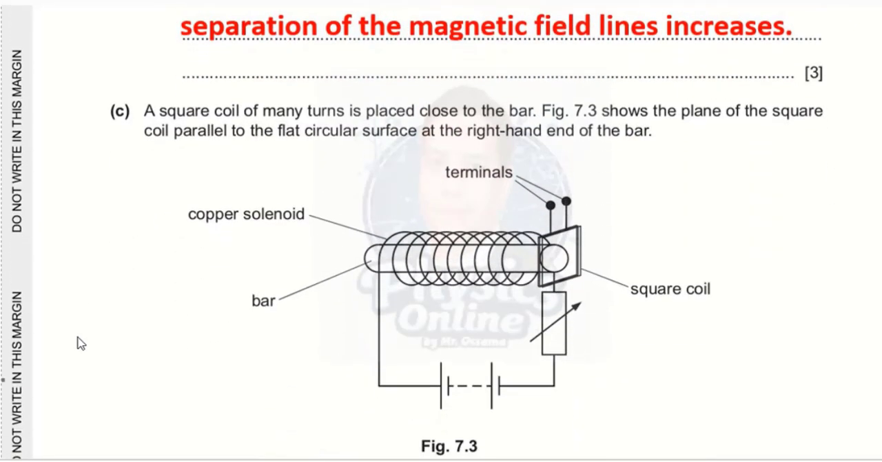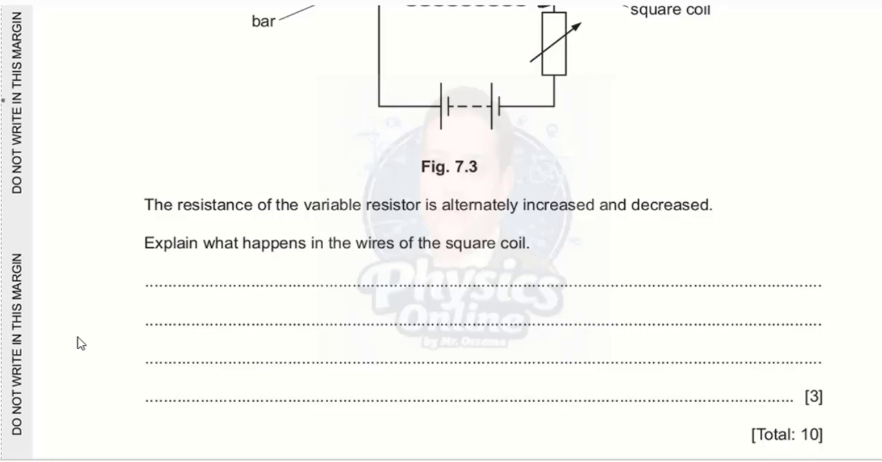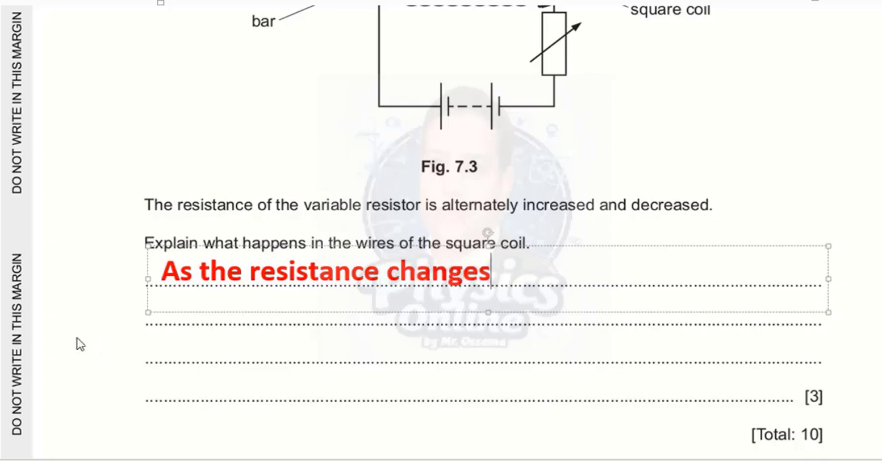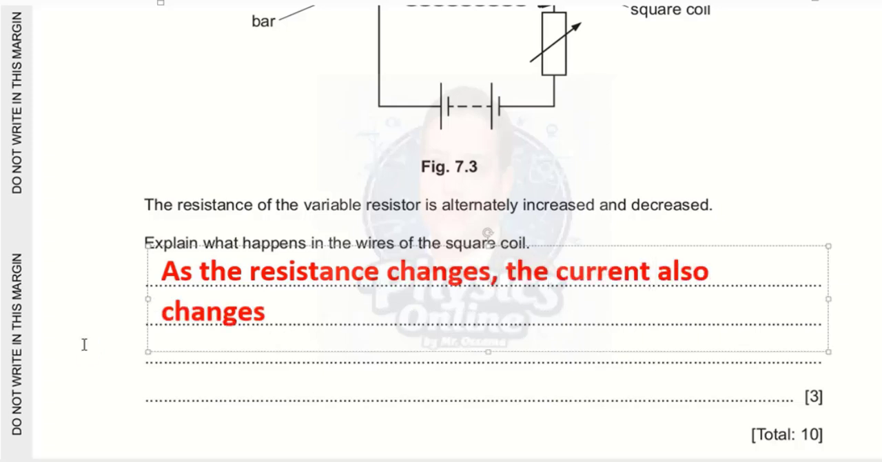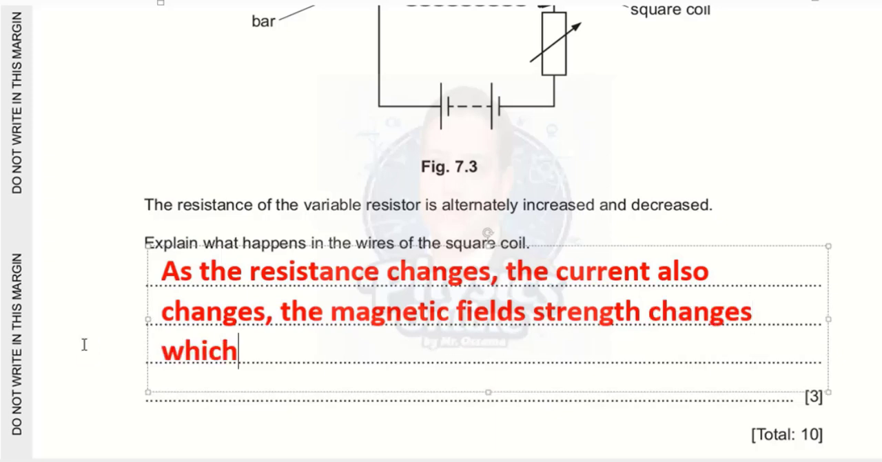A square coil of many turns is placed close to the bar. Figure 7.3 shows the plane of the square coil parallel to the flat circular surface at the right hand end of the bar. The resistance of the variable resistor is alternately increased and decreased. Explain what happened in the wires of the square coil. As the resistance changes, the current also changes and the magnetic field strength changes, which induces a current in the square coil.